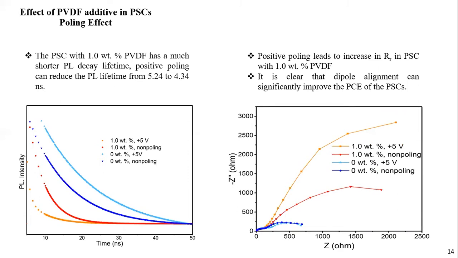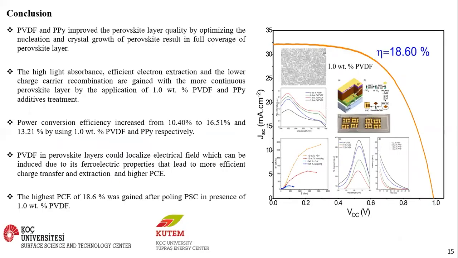The adverse effect along with JV behavior was observed in the perovskite solar cell in the absence of PVDF. All these findings are also supported by EIS investigation. Positive poling leads to increased charge carrier recombination resistance with 1% PVDF. So it is clear that dipole alignment can significantly improve the power conversion efficiency of perovskite solar cells.